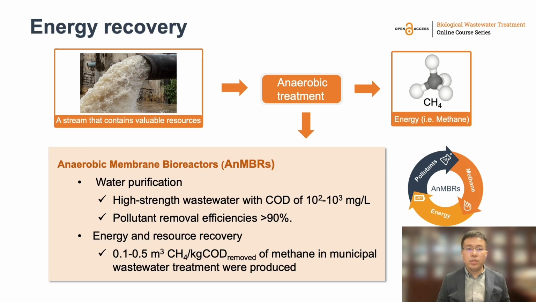To date, AnMBRs have been successfully applied to treat high-strength wastewater with COD of 100 to 1000 mg per liter, with pollutant removal efficiency of mostly over 90%. With relatively low organic strength but a large water volume, municipal wastewater treatment has recently become a hot application field of AnMBRs, and various configurations and modifications have been proposed to enhance the treatment performance and methane production. In general, AnMBRs produce 0.1 to 0.5 cubic meter methane per kilogram COD removed in municipal wastewater treatment.